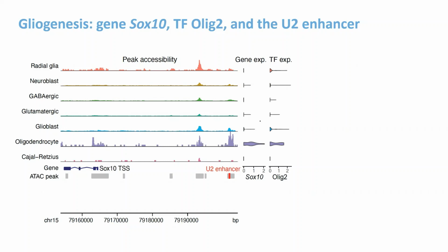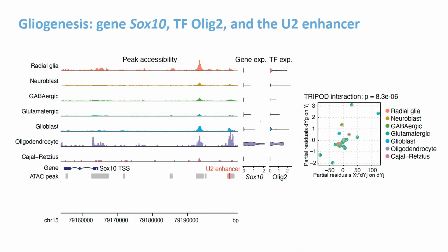And in this case, we resort to a very well characterized and very well defined set of trails. Using some biochemical and biological assays, in the 1980s, people had already found this U2 enhancer where the OLIG2 transcription factor binds and then regulates a very important gene in neurodevelopment called SOX10. And then what we found is that through this genome-wide scanning, we are able to capture this relationship.